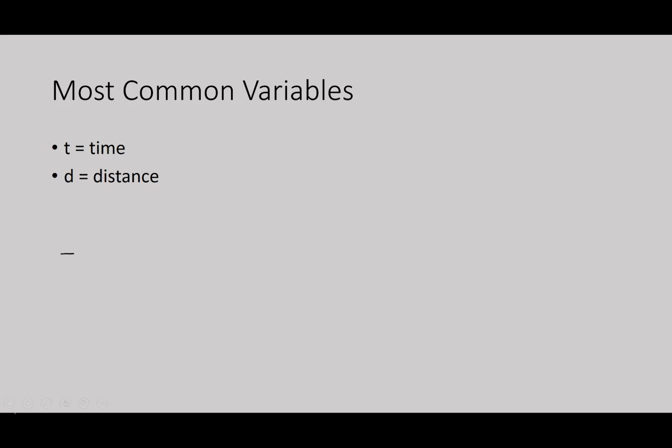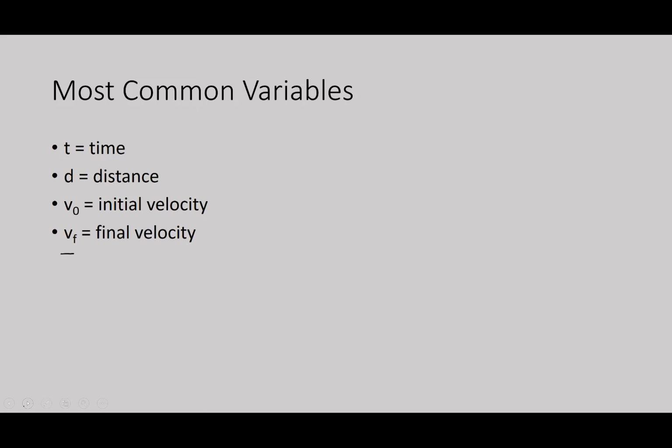D we are going to let stand for distance. Most of the time we'll be working with meters, but it could also be any other form of distance. V sub 0 represents our initial velocity, and by initial, that means the starting velocity. Now if an object is just dropped, then its initial velocity is 0.